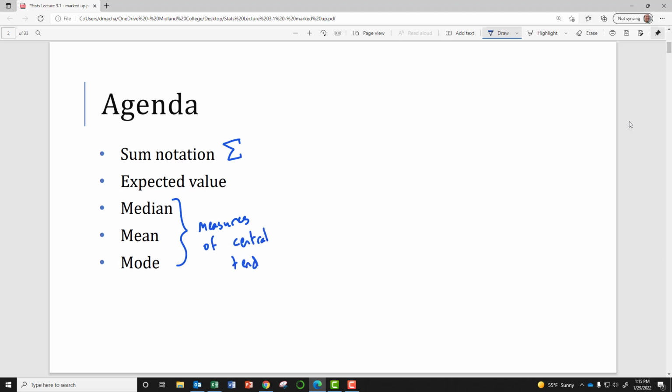So remember that mean, median, and mode. We're talking about the central tendency of a distribution of a random process.